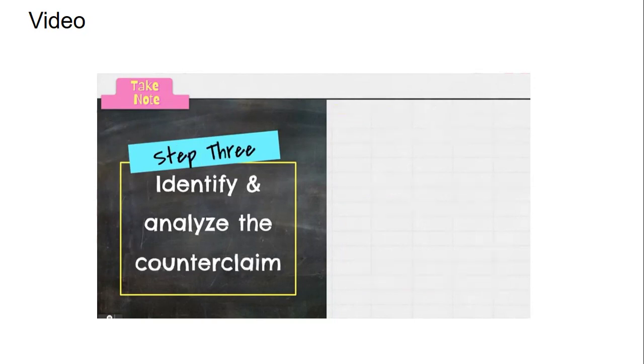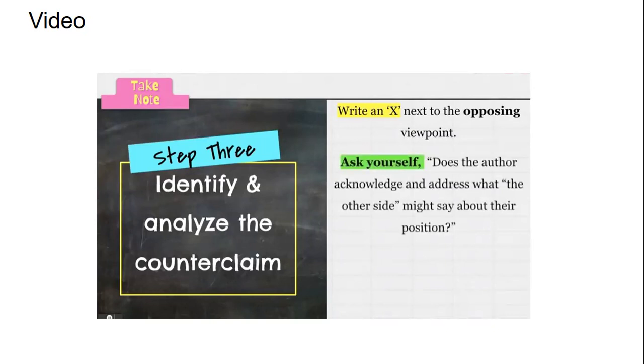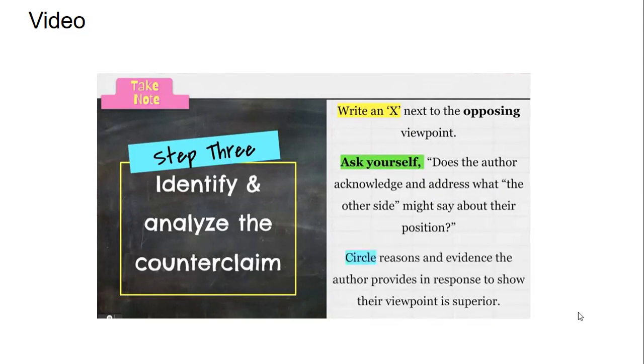Step 3, identify and analyze the counterclaim. Remember, a counterclaim is the opposite viewpoint. So when you see the opposite viewpoint, you're going to write an X next to it, because that's a little signal for us to know that's the opposing viewpoint. And ask yourself, does the author acknowledge and address what the other side might say about their position? And then circle reasons and evidence the author provides in response to show their viewpoint is superior. So you're going to circle the rebuttal.